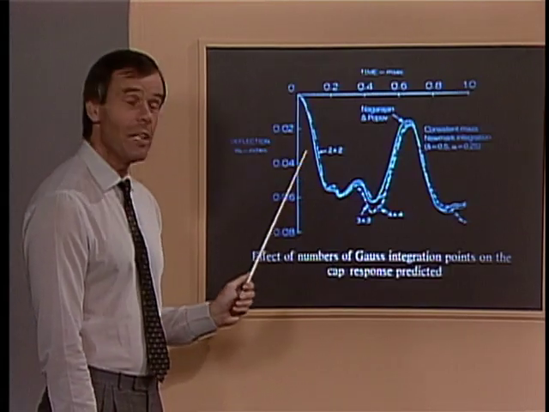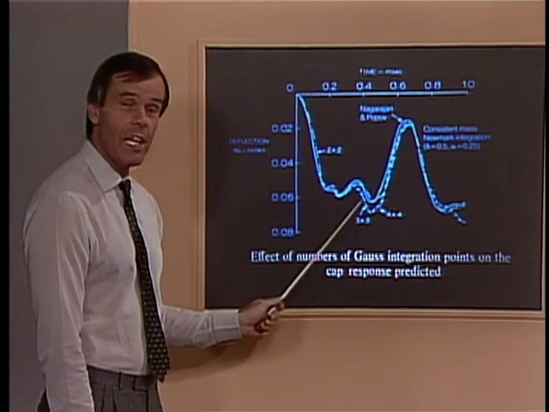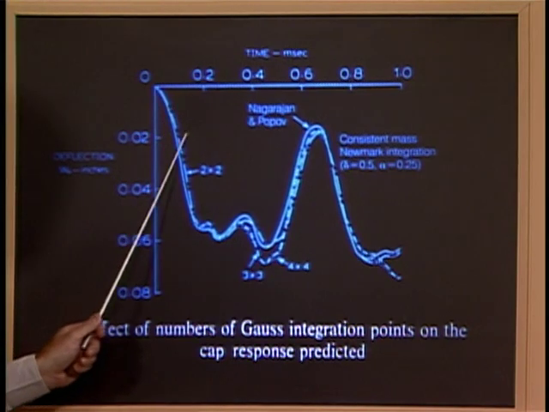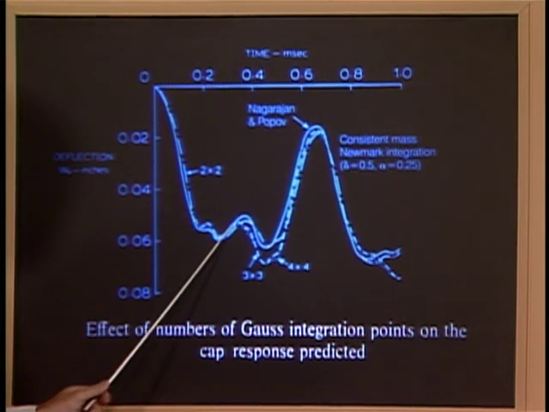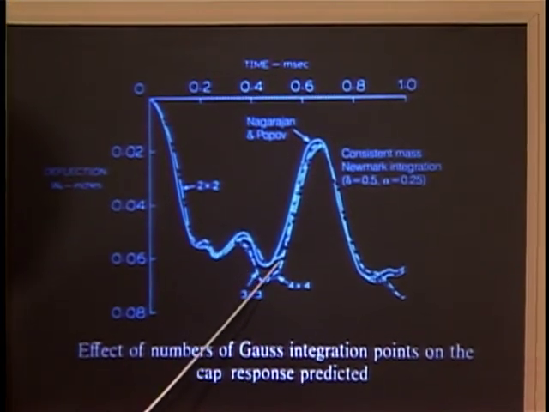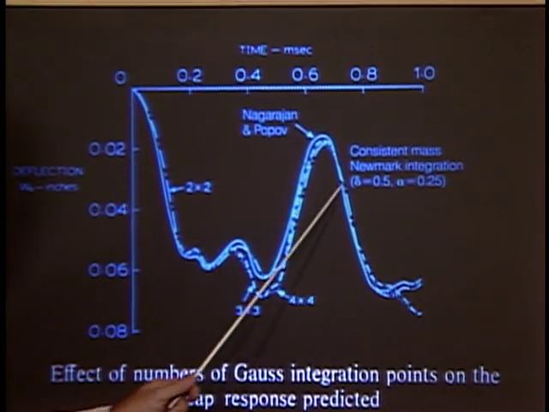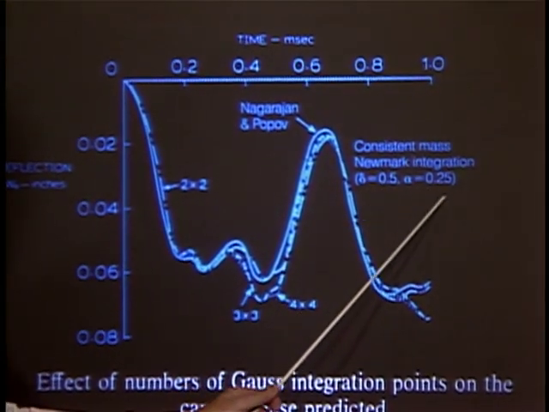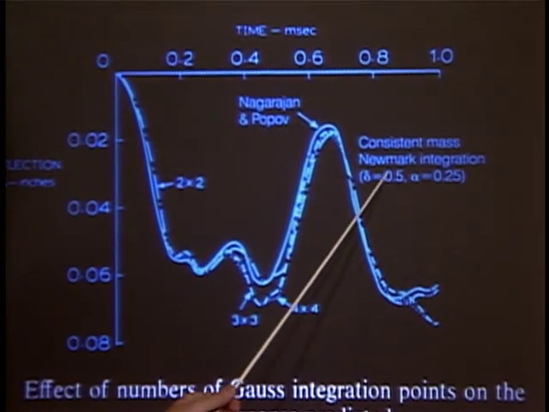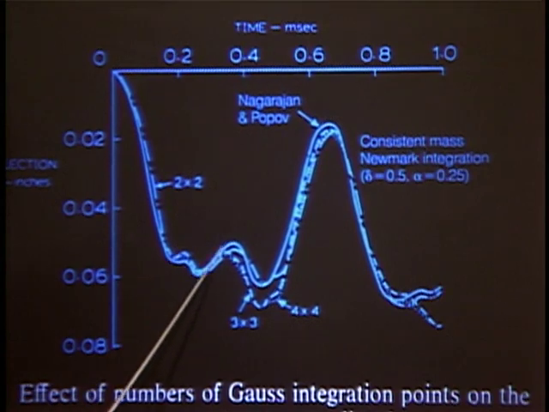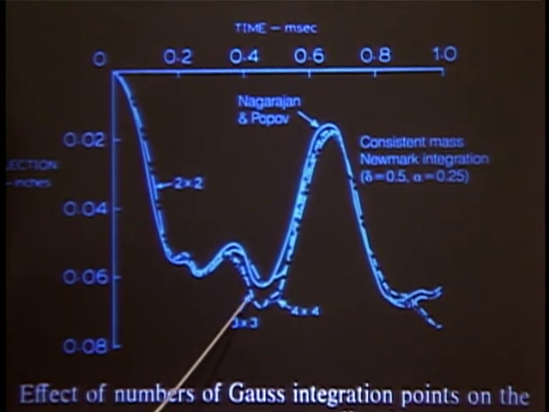Another parameter that one might want to vary is the integration order. Here we have the response using 2x2 integration, which we saw already earlier. Actually, we didn't quite see this response earlier because earlier we used different delta and alpha parameters, very close to these parameters, however. Anyway, here we have the 2x2 integration results, and then we have the 3x3 integration results and the 4x4 integration results here.